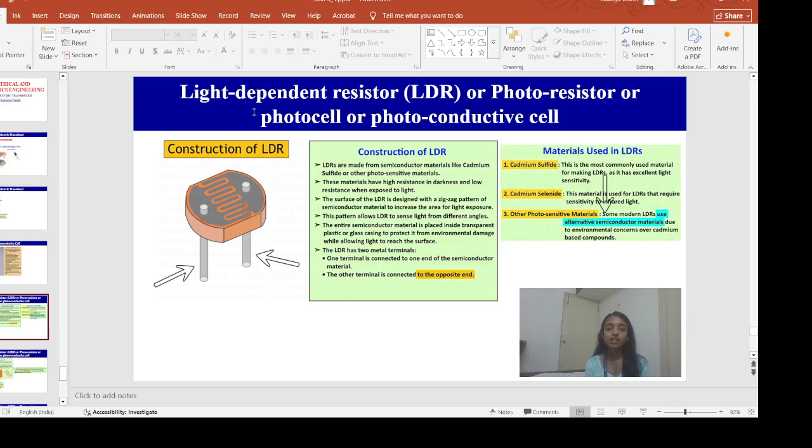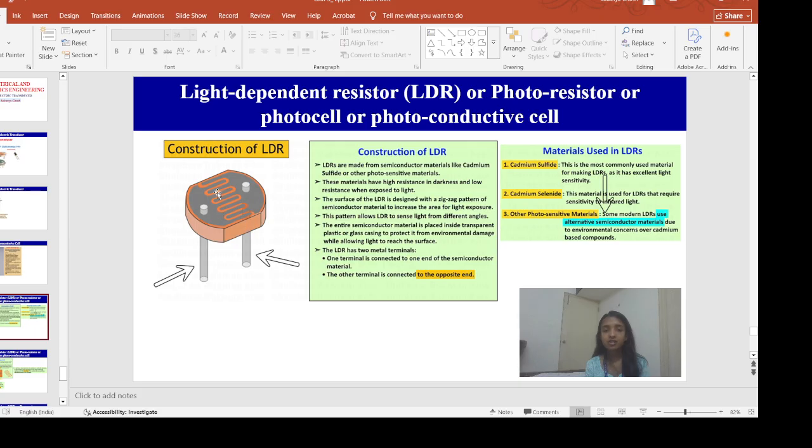Next topic is light dependent resistor or photoresistor or photocell or photoconductive cell. So this is how your LDR looks. LDRs are basically made from the semiconductor materials, mostly the cadmium sulfide or other photosensitive materials. Now why do we specifically select this type of materials to make LDR? Because these materials have high resistance in darkness and low resistance when they are exposed to the light. And this orange color material that you are observing here is a semiconductor material.